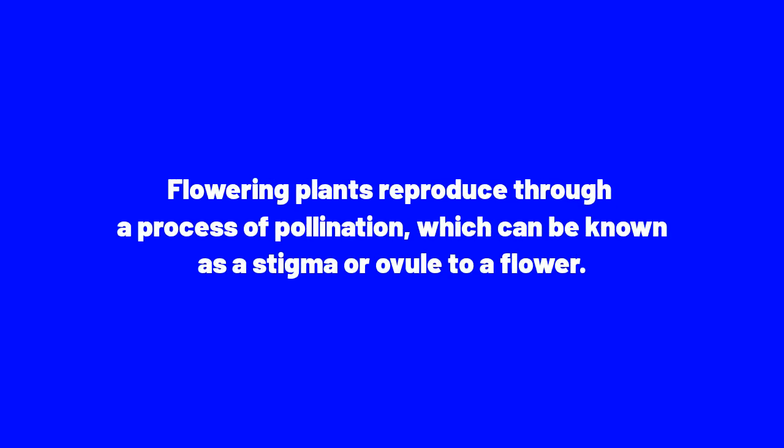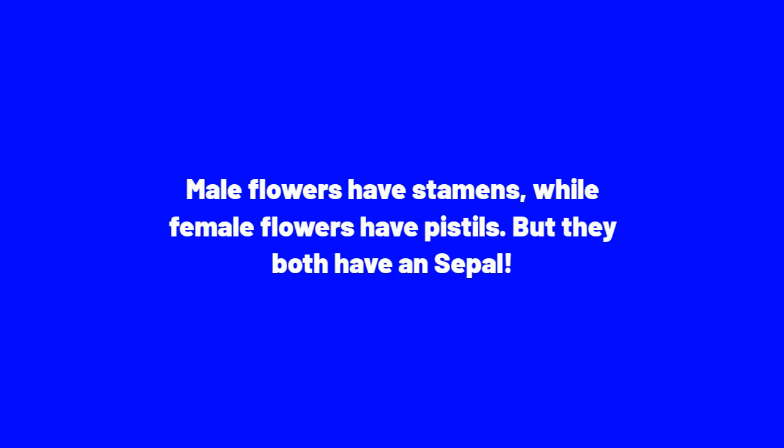As I was saying, flowering plants reproduce through a process of pollination, which can be known as the transfer of pollen to a stigma or ovule of a flower. But it's not just pollination that's the issue. Male and female flowers have something different. Male flowers have stamens, while female flowers have pistils. But when you think about it, they both have something called the sepal.